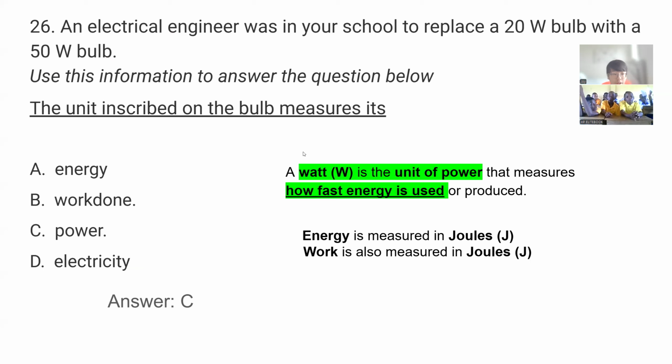So what 20 watts and 50 watts are telling us is that every second, 20 joules of energy is used. And for the 50-watt bulb, every second, 50 joules of energy is used. So that is how you know how much energy or work is done by a bulb from the unit of watts.